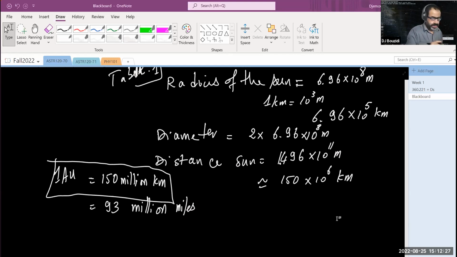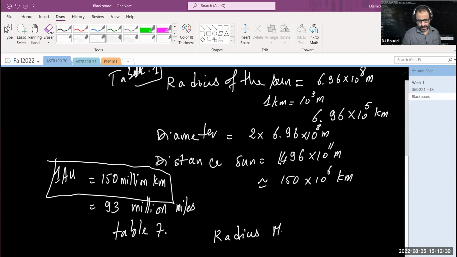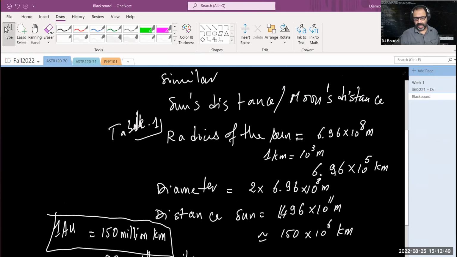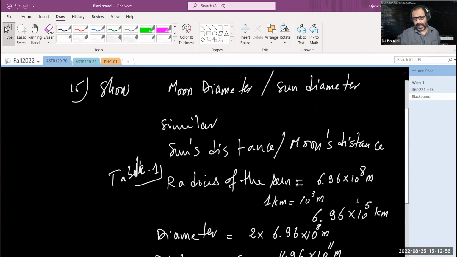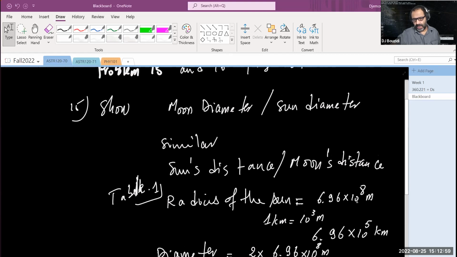For the moon, the radius of the moon, it's given in kilometers. So the radius of the moon, so this is table 7 now, is equal to 1,738 kilometers. You see how we wrote it earlier for the sun in meters? They gave us in meters. I cannot divide meters by kilometers. Doesn't make sense. I have to divide apples by apples. I cannot compare apples to oranges. I have to compare oranges to oranges and apples to apples.